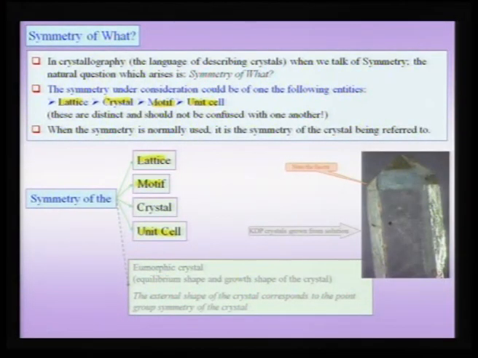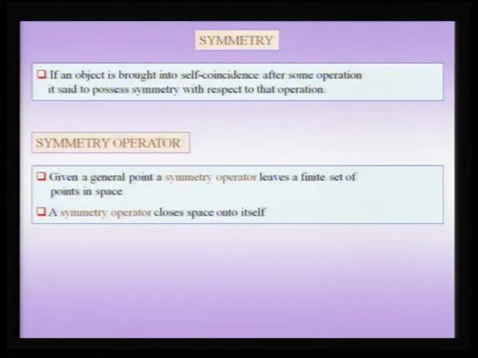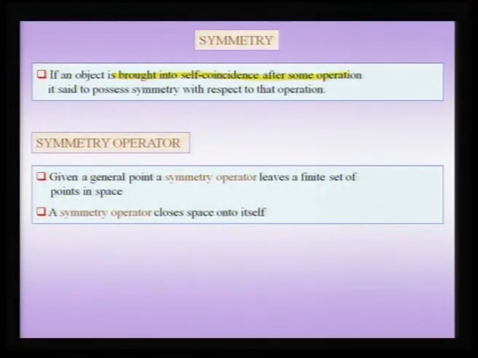For instance, this crystal has a certain symmetry, and we could be describing the growth form of the crystal, which also would be coming under the class of symmetry descriptions. An object is supposed to possess symmetry when, if it is brought into self coincidence after some operation, then it is said to possess symmetry with respect to that operation.